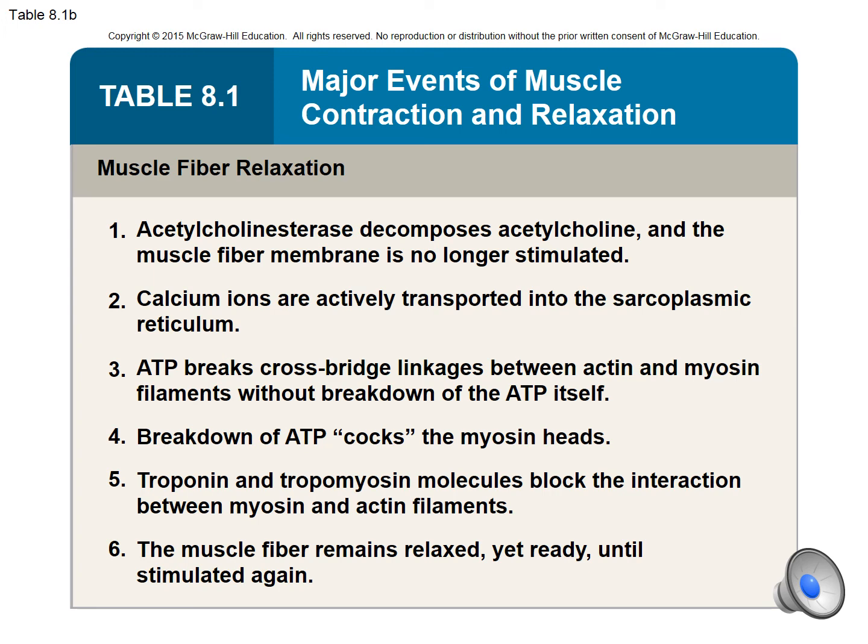So again, I think it's also important to be clear that number 5 is happening because number 2 happened. So when those calcium ions move back into the sarcoplasmic reticulum, the calcium is coming off of the troponin, and therefore the tropomyosin moves back into place, covering the active site on the actin filaments. So number 5 only happens after number 2 happens. Number 6, the muscle fiber remains relaxed yet ready until stimulated again.